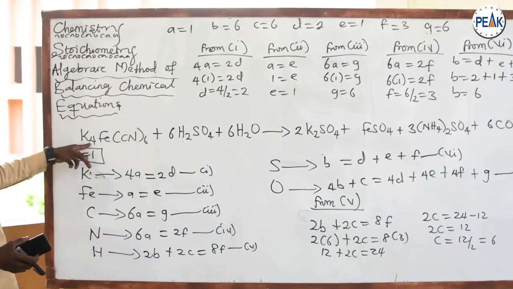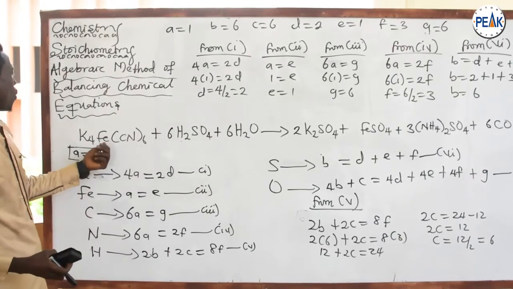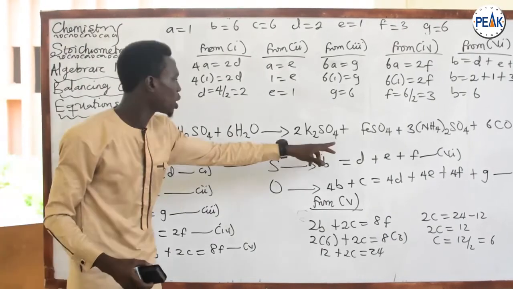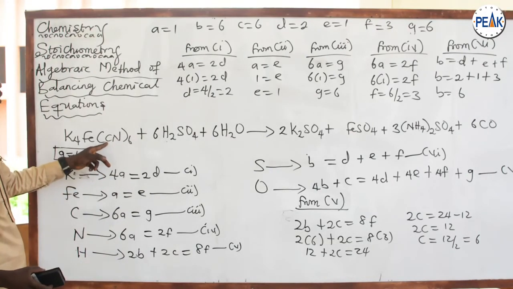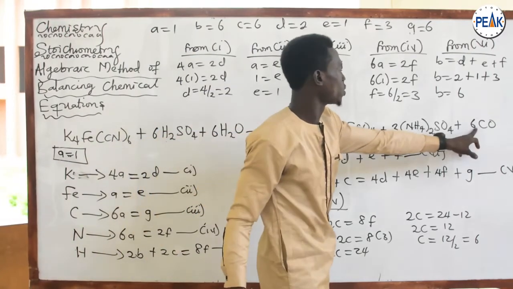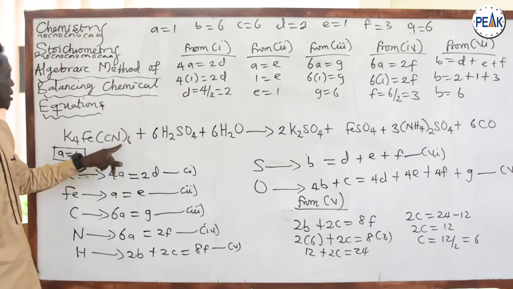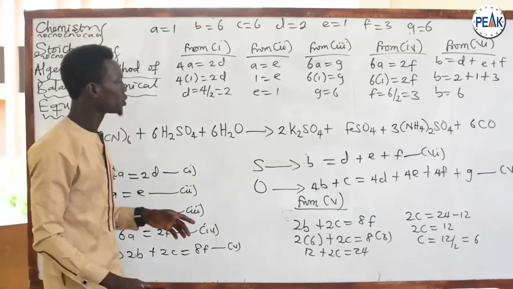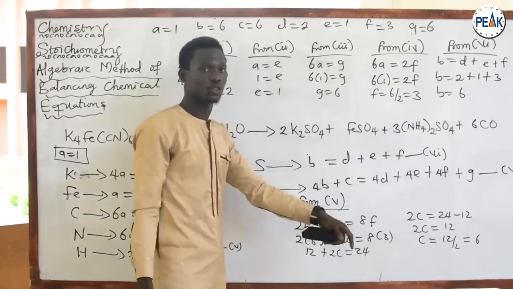I have 4 moles of K here. I also have 4 moles of K here. I have 1 mole of Fe here. I also have 1 mole of Fe here. Balanced. I have 6 moles of carbon C here. Where do I have carbon? I have 6 moles of carbon here. Balanced. I have 6 moles of nitrogen here. Where do I have nitrogen? I have 2 times 3, 6 moles of nitrogen here.